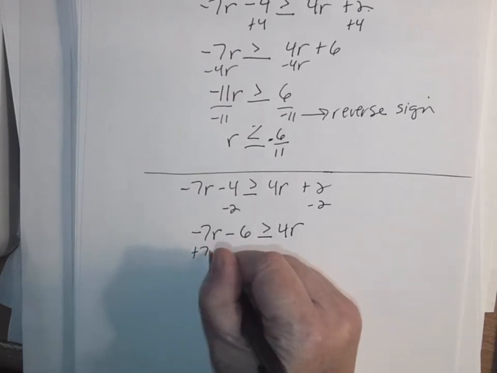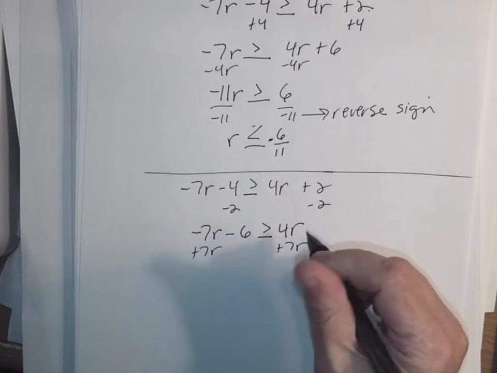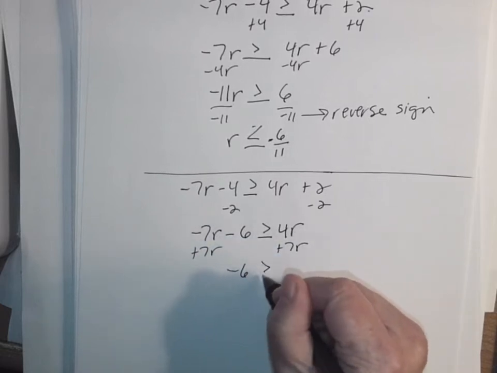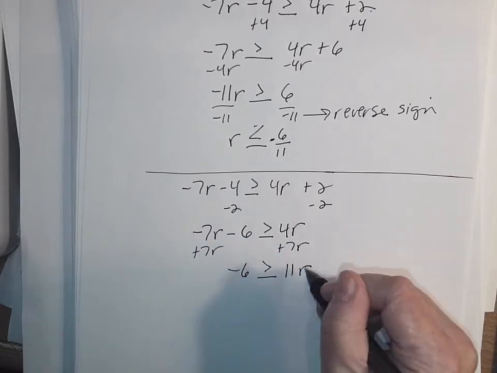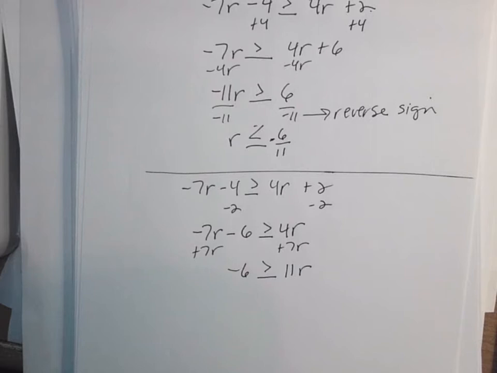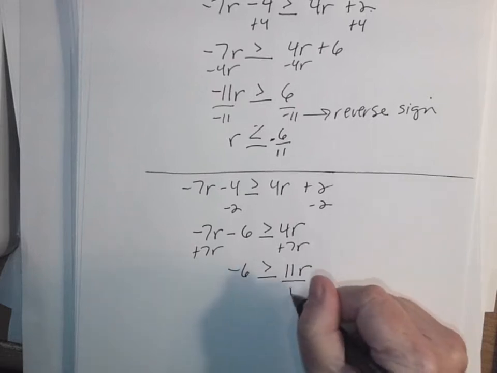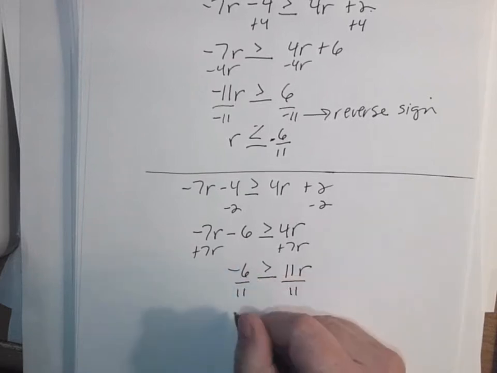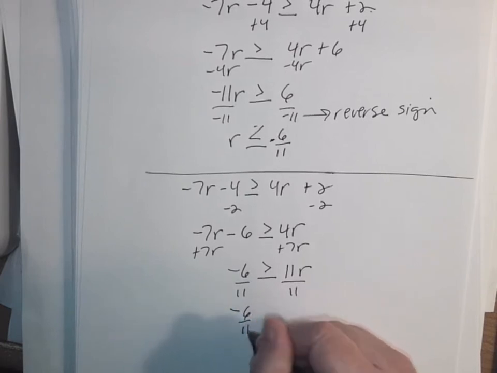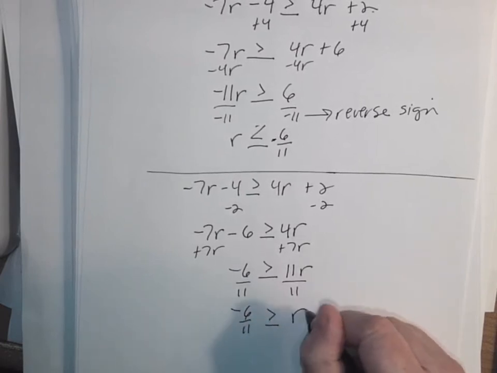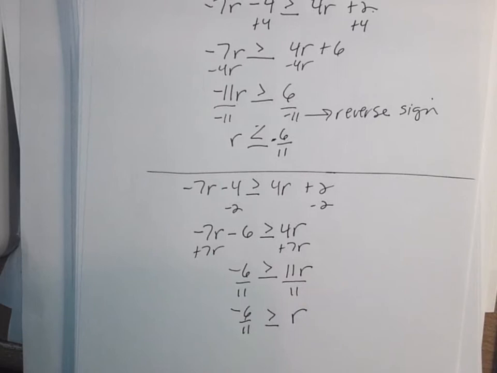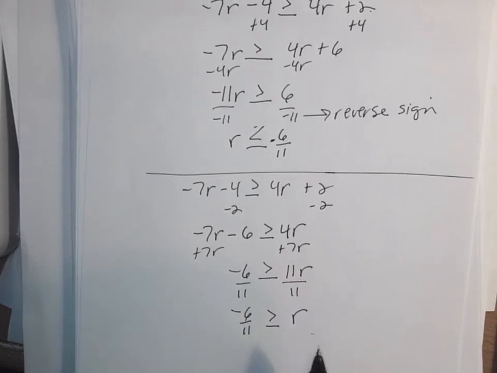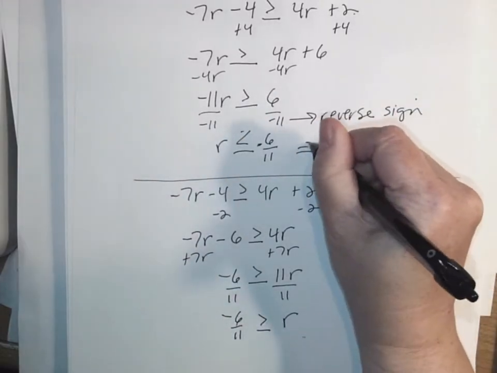Now what I'm going to do is add 7r to both sides, where it becomes a negative 6 is greater than or equal to 11r. To isolate that, I'm going to divide both sides by 11, so negative 6/11 is greater than or equal to r. So in this particular one, I did not have to flip the sign. All right, this is saying the same thing, negative 6/11 greater than or equal to r.